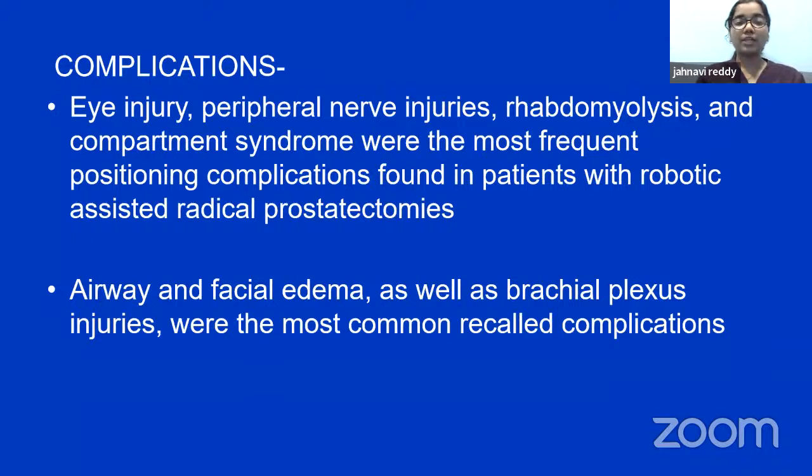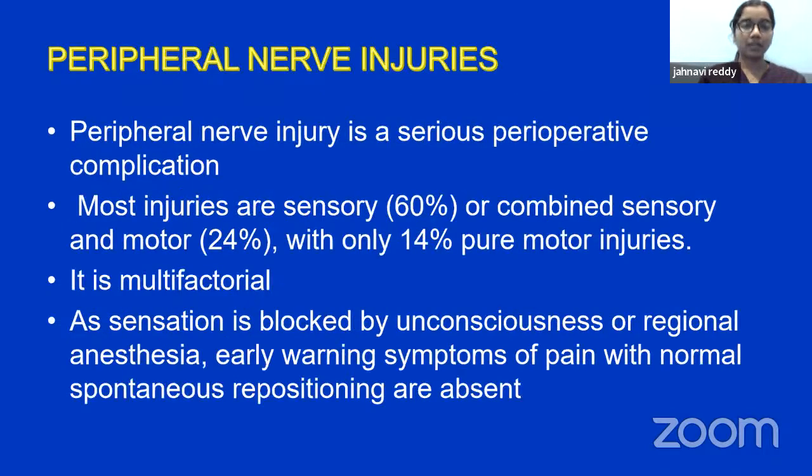Next, we are coming to complications of robotic surgery positioning. Eye injury, peripheral nerve injuries, rhabdomyolysis, compartment syndrome were the most frequent positioning complications found in robotic surgeries, which are associated with radical prostatectomies. Airway and facial edema as well as brachial plexus injuries are the most common recalled complications after the surgery. Next, we are coming to peripheral nerve injuries.